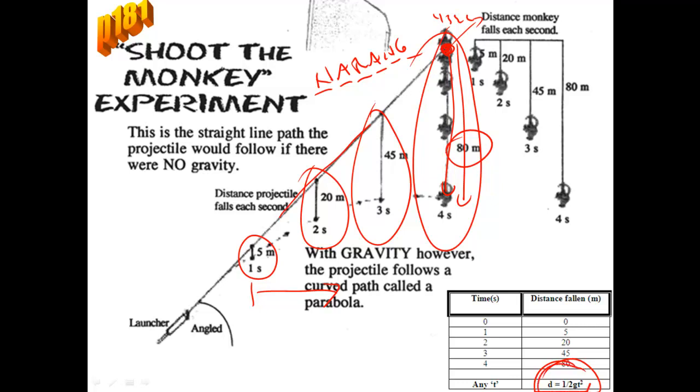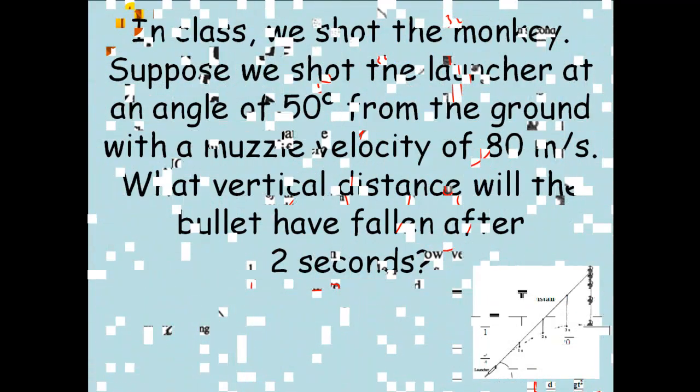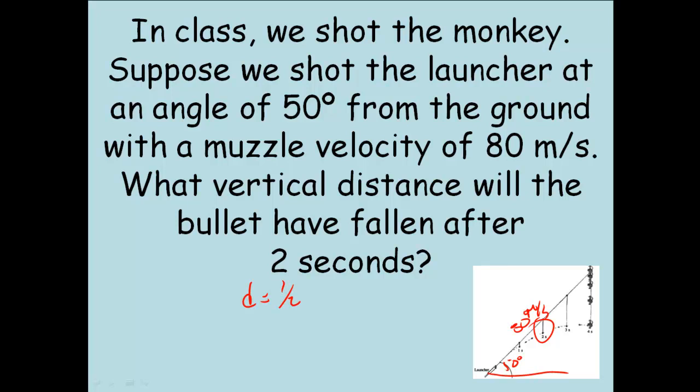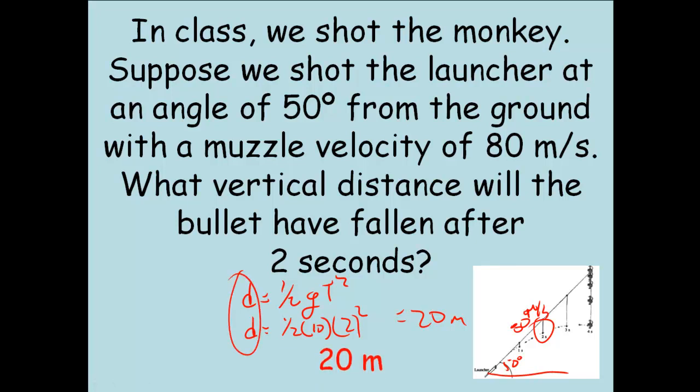Well, if you go back, d equals 1/2 gt squared. And the distance it will have fallen, 1/2 times g, which is -10. We're just going to throw 10 in there. We know it's downward. The time is 2 seconds. Don't forget to square that. And you get, of course, 20 meters. Remember, anytime something is falling and you need to know a distance, this is the formula usually to fall back on.